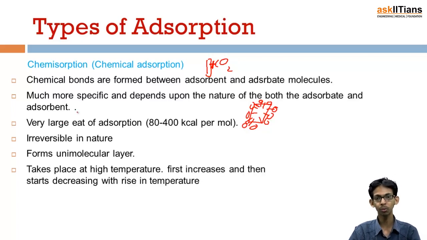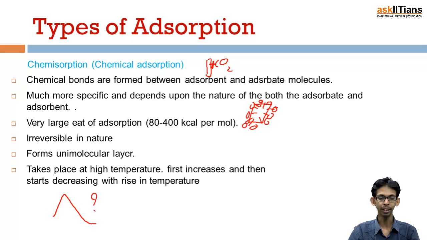Now the question comes, why? It first increases with increasing temperature and then keeps on decreasing. That means whenever temperature is increased, first of all the rate of chemical adsorption increases, and after a certain time it starts decreasing. So the plot is something like this. Firstly the rate increases and after that it starts decreasing.